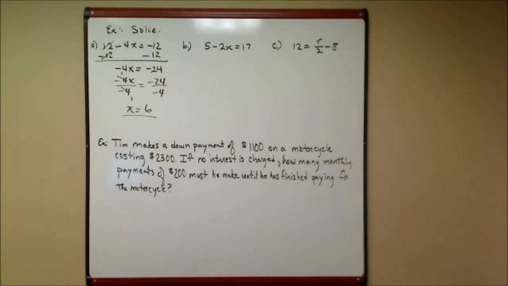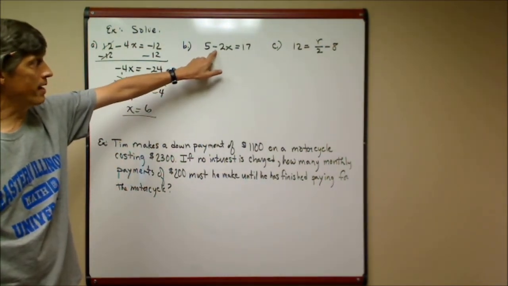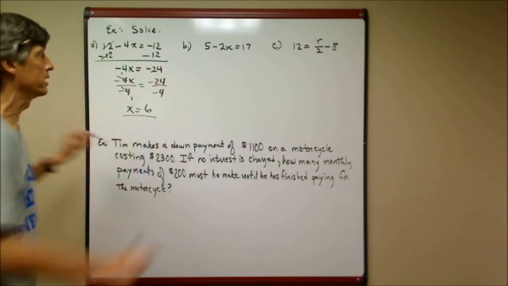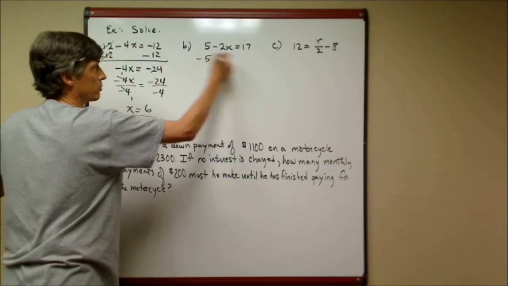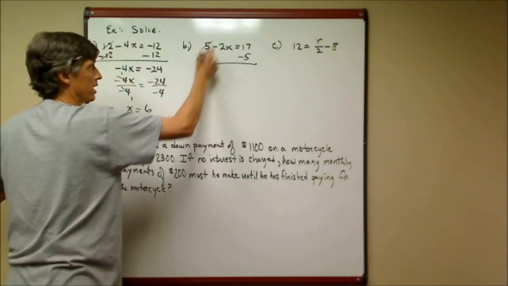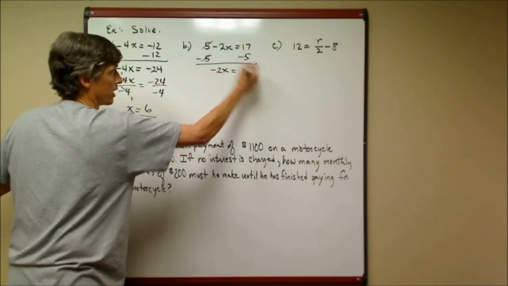Part B is very, very similar. I have this x here that's being multiplied by a 2 with a minus sign in front of it, so that's like a negative 2x. I get rid of the 5 first. To get rid of a positive 5, I'm going to subtract 5. I'm going to subtract 5 from both sides. I get the minus 2x, which is negative 2x, and I have, it looks like 12.